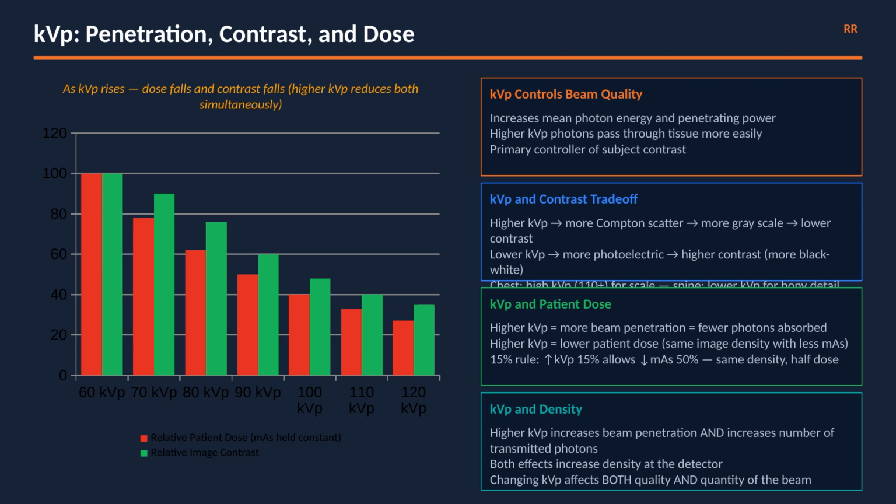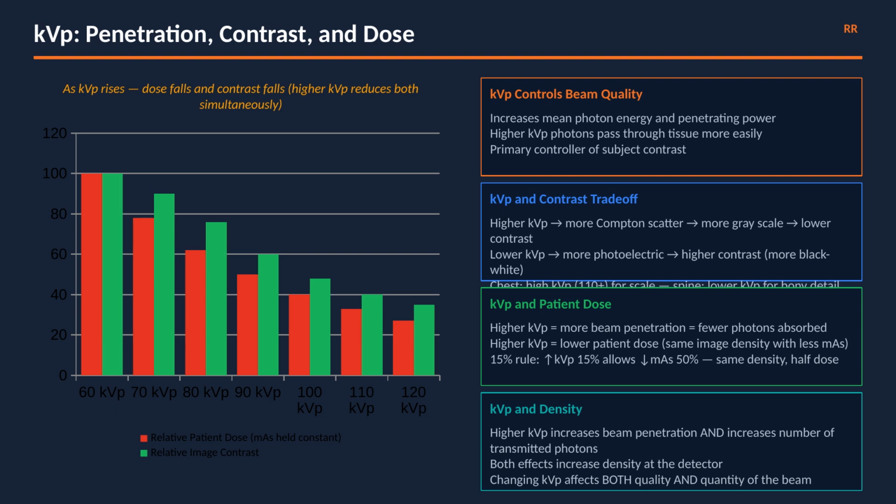kVp controls beam quality, mean photon energy and penetrating power. Higher kVp photons pass through tissue more easily: more Compton scatter, more gray levels, lower contrast. Lower kVp, more photoelectric absorption. Higher contrast, more black and white differentiation. The contrast trade-off has clinical implications.